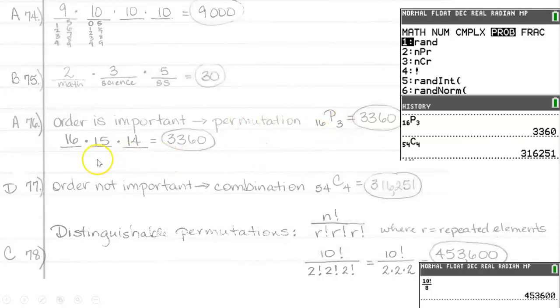The other way that you could do this is you could just use the little blanks again. 16 girls could come in first, and after one of them comes first, there's 15 that could come in second, and then there's 14 that could come in third. And again, that nPr and that nCr button, you can get to them by doing alpha window, or you can go to math and right arrow over to probability, and you'll see them there as well.